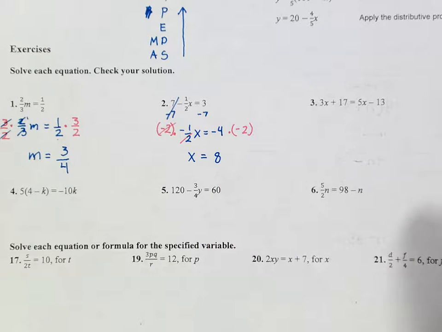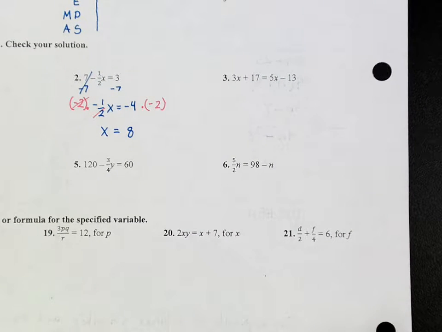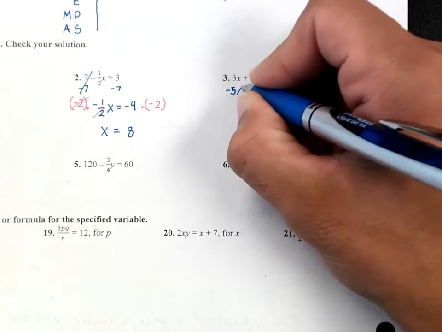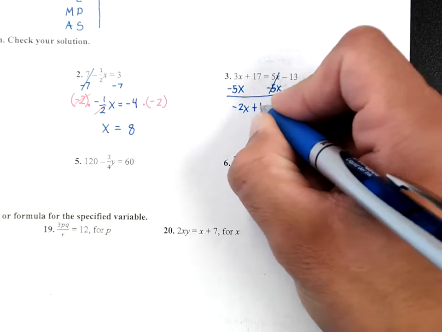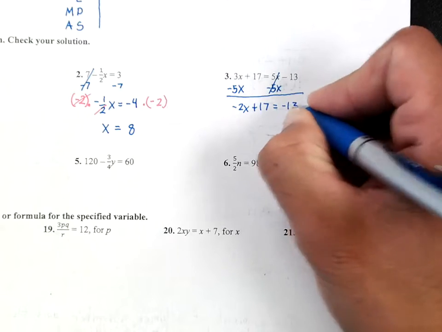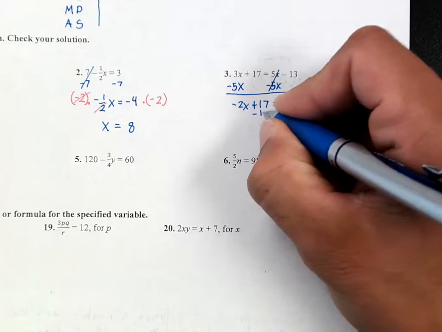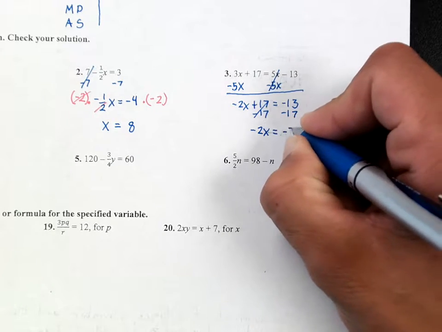All right, moving on. Number 3 should be easy. Hopefully this was more like what you remember from, like, 8th grade or something. What should I do here? Subtract 5x, that's fine. Could I have subtracted 3x? I could have. It would have got me the same answer, right? So we have -2x plus 17 is equal to -13. Next step. Subtract the 17, very good. So we have -2x is equal to -30.